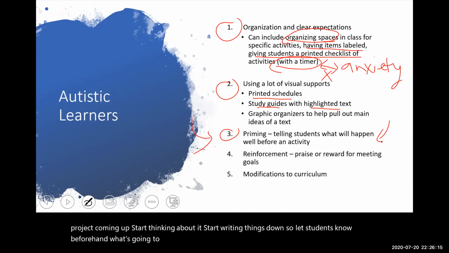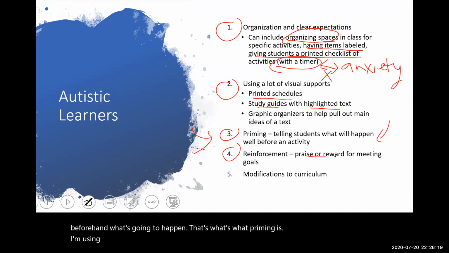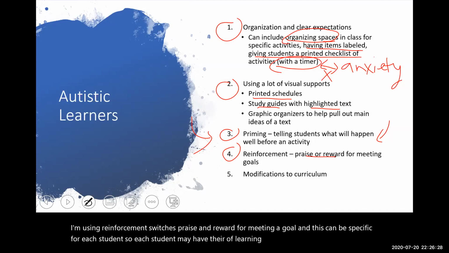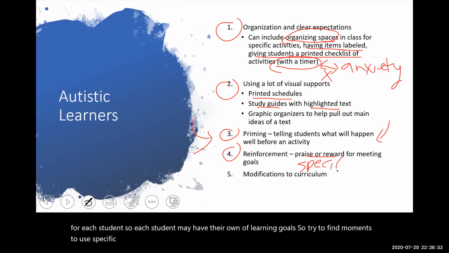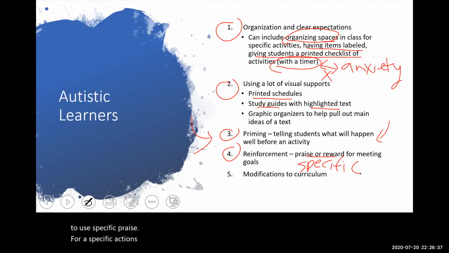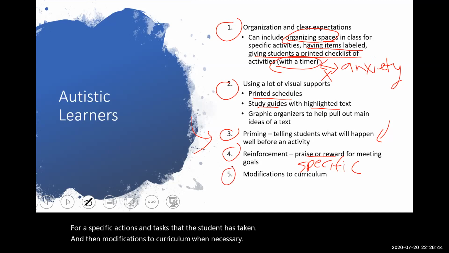That's what priming is. Using reinforcements, which is praise and reward for meeting a goal. And this can be specific for each student. So each student might have their own set of learning goals. So try to find moments to use specific praise for specific actions and tasks that the student has taken. And then modifications to curriculum when necessary. And these are for autistic learners.